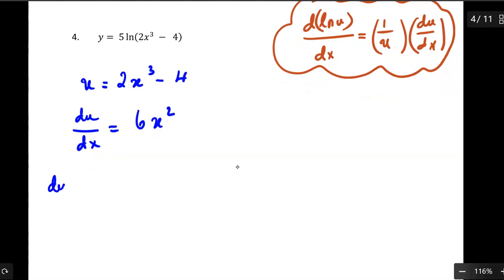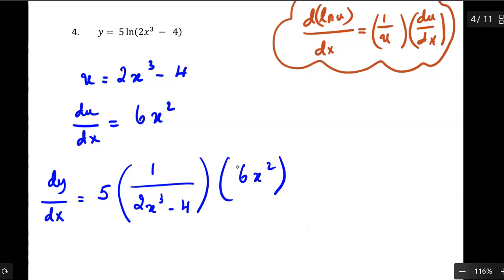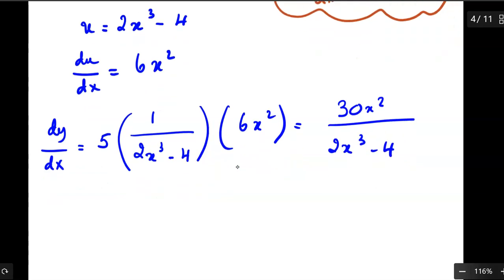So if I write dy over dx, in this case the 5, you will have to leave it. So 5 multiplied by 1 over u, so 1 over 2x to the exponent 3 minus 4, multiplied by 6x squared. Then all we have to do here is simplify our answer. So we should have 30x squared, the whole thing divided by 2x to the exponent 3 minus 4.